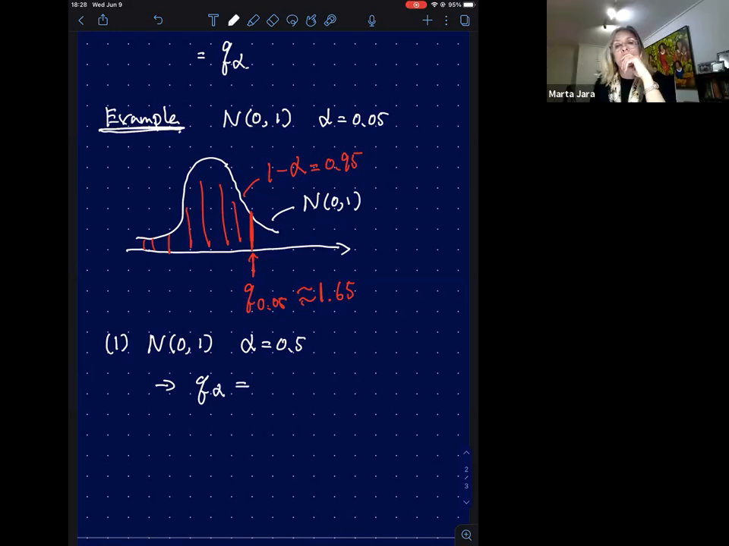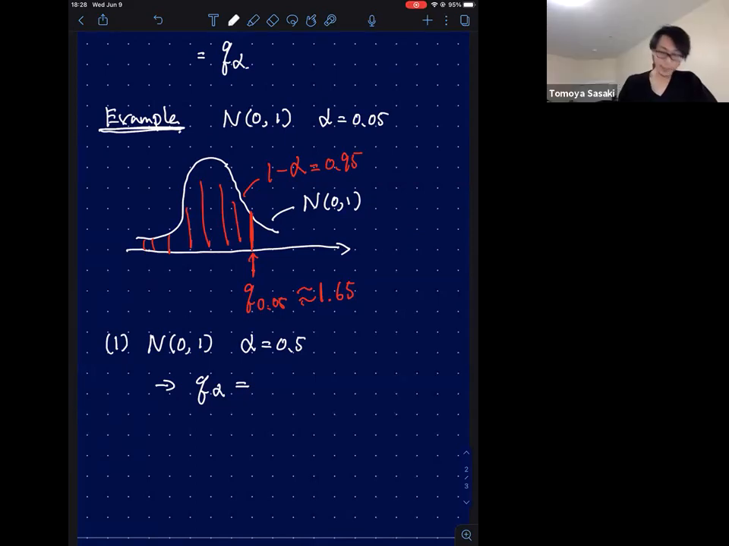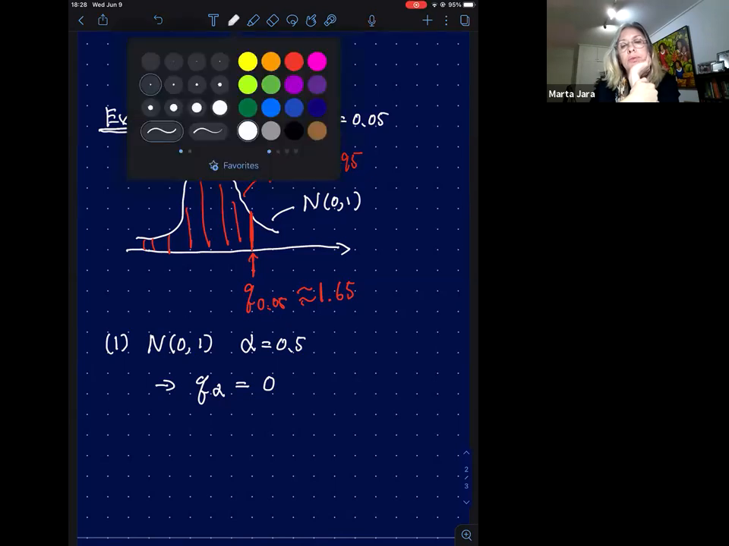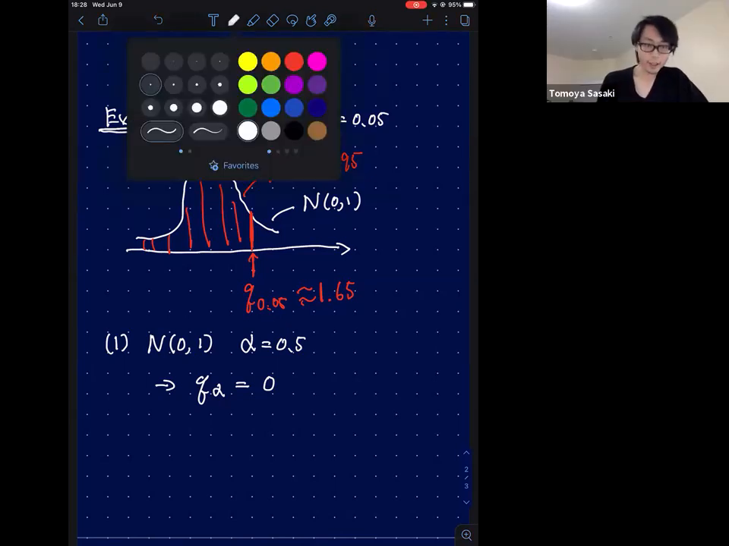Can someone give me... 0? Yes, exactly. Could you elaborate why it's 0? Because if you look at the graph, it's right in the middle, and the mean of the normal distribution is 0. Yes, exactly. Thank you.